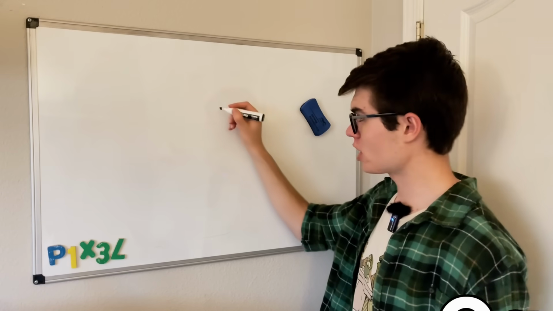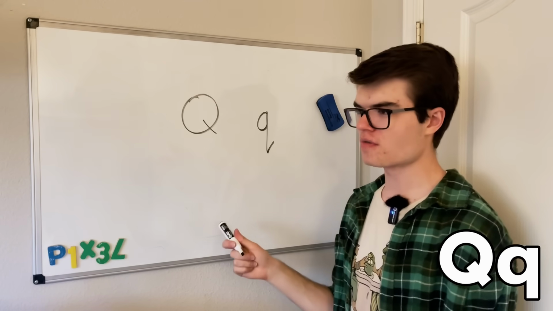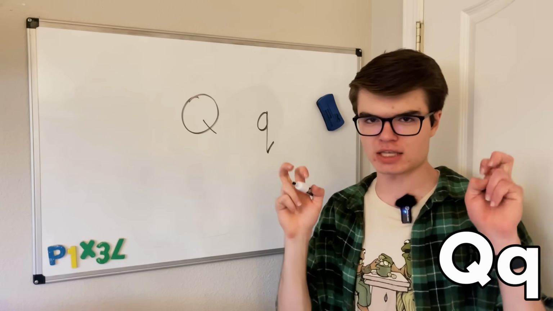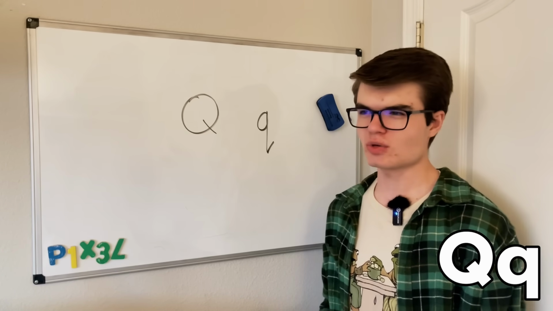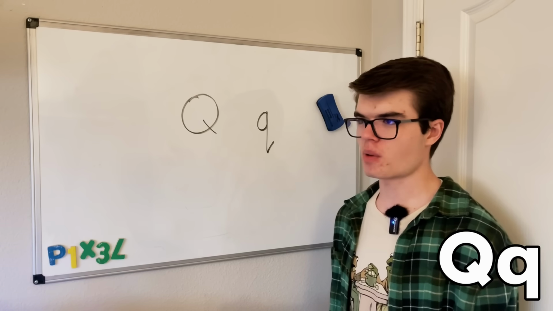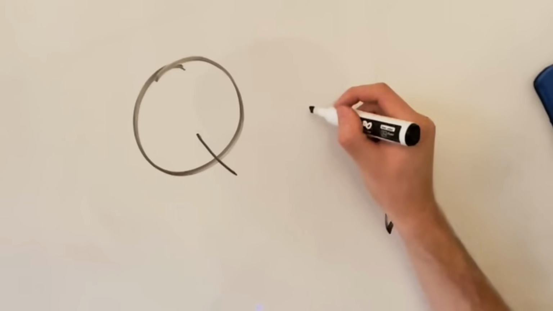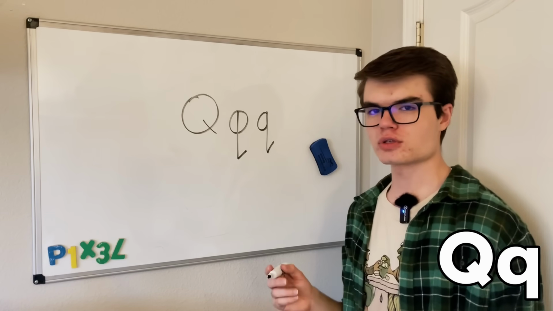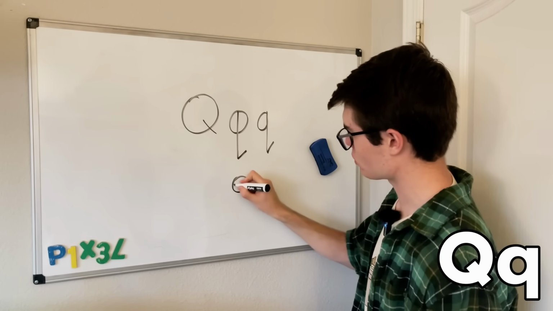Speaking of Q, uppercase Q and lowercase q are so vastly different that coming up with a middle case version of Q was just a task in and of itself. I don't even remember what my thought process was. I just know that eventually I settled on this. And for those of you who write your Q without the little tail, this is what your Q would look like.